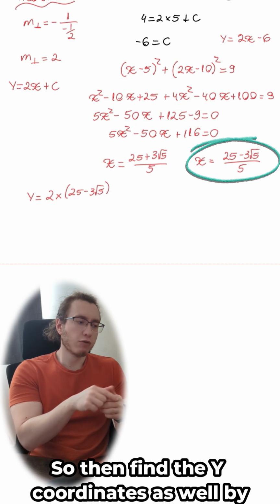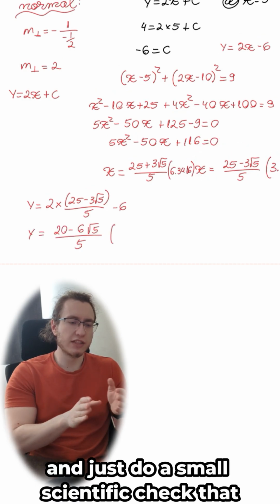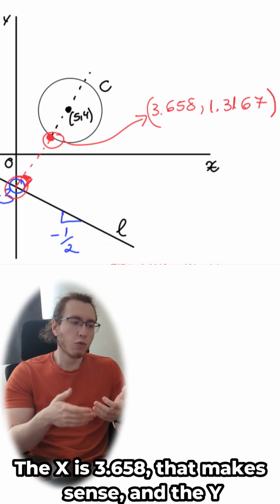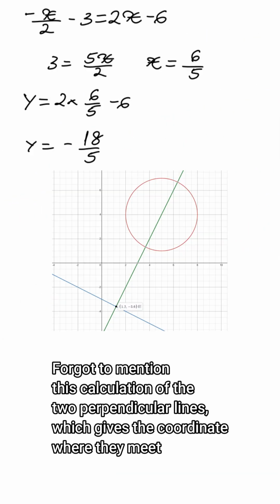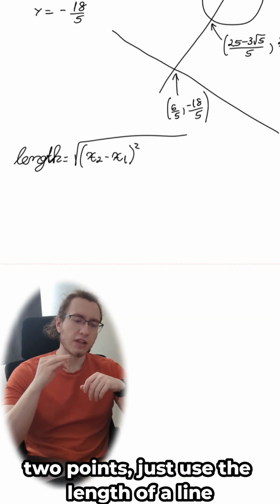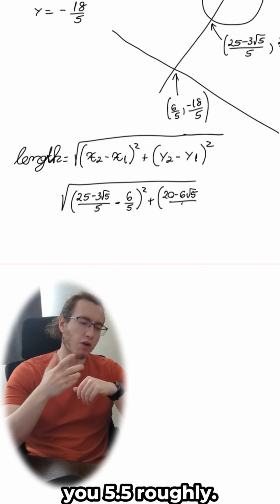So then find the y-coordinate as well by inserting it into the equation of the line, and just do a small sanity check that the dimensions make sense. The x is 3.658, that makes sense, and the y is 1.3167, which is under the center of the circle, so we're good. Now that you have the coordinates of your 2 points, just use the length of a line equation and plug your numbers in, giving you 5.5 roughly.